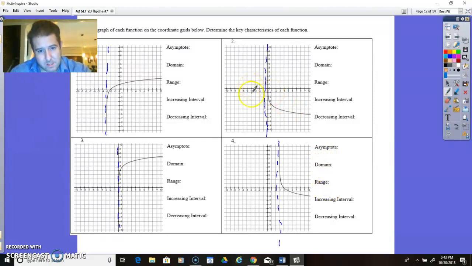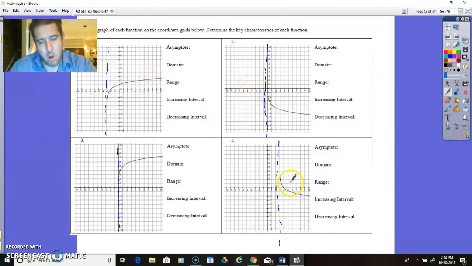The ranges for all 4 of these are all real numbers, but the domains are a little bit different because, like this one starts at 3, so it's everything to the right of 3. This one's everything to the right of 0. This is everything to the right of -3.